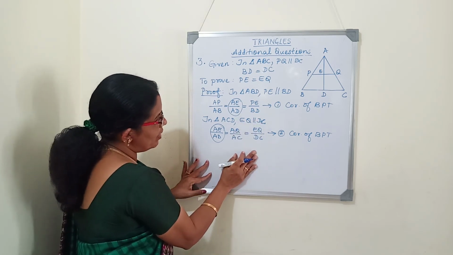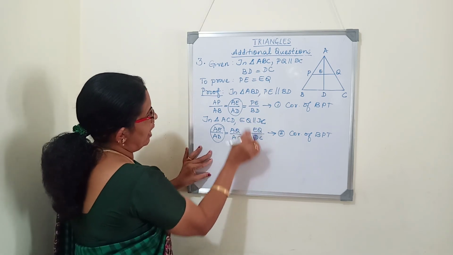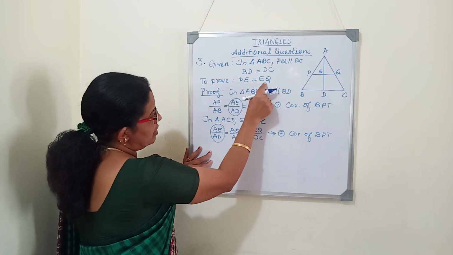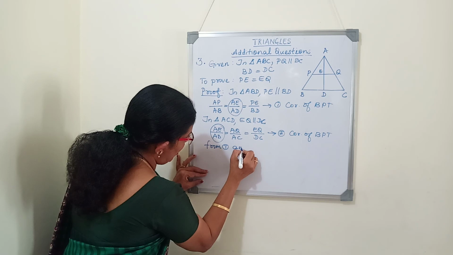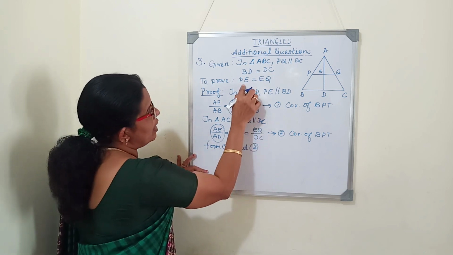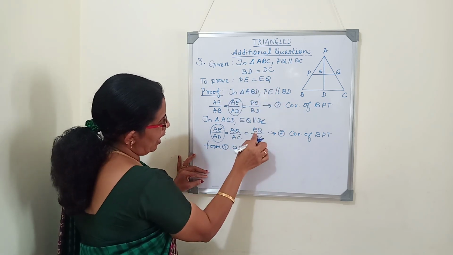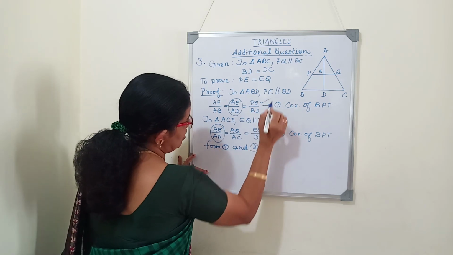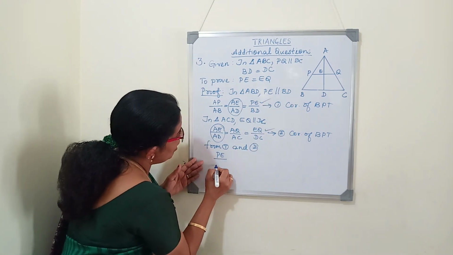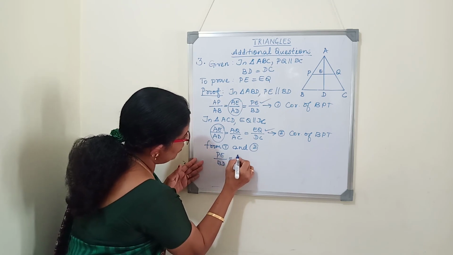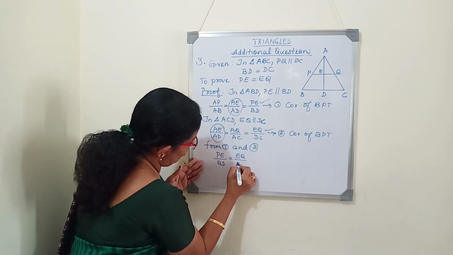So from this, we will take only what we want. We wanted to prove that PE is equal to EQ. So we will write from 1 and 2. Where are PE and EQ? Only those fractions we will consider. These two we will consider. That is, PE by BD is equal to EQ by DC, we will write.